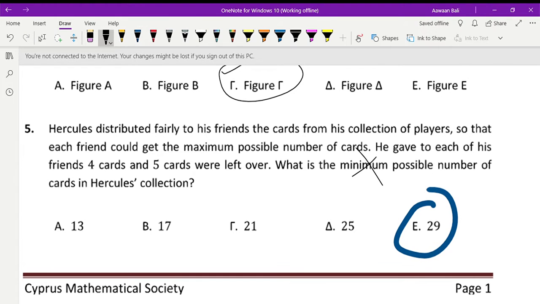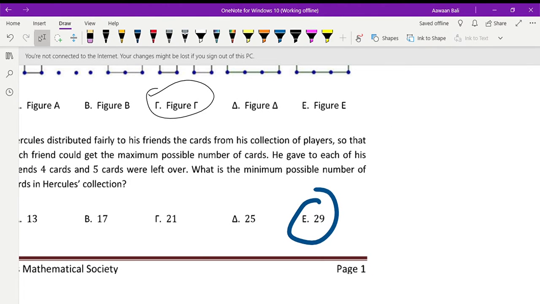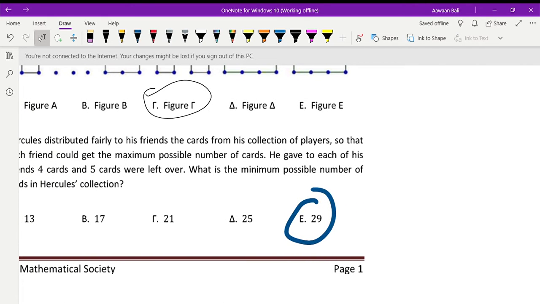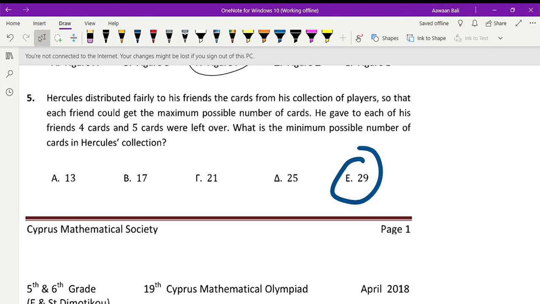Well, we can just avoid minimum here because Hercules is trying to do the maximum possible of cards. So we have to look at the biggest option here. So it's 29. 29 is the biggest option here. Basically, we have to check that if we do 29 minus 5, which is 24, is it divisible by 4? Yes, it's divisible by 4.